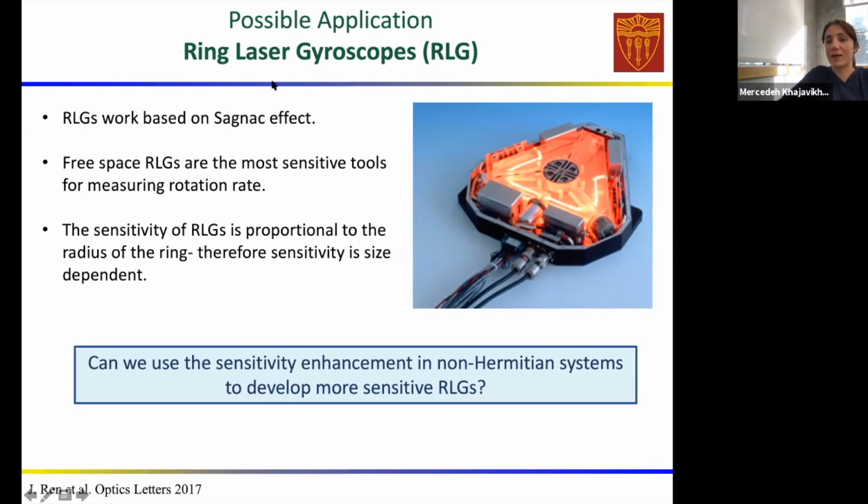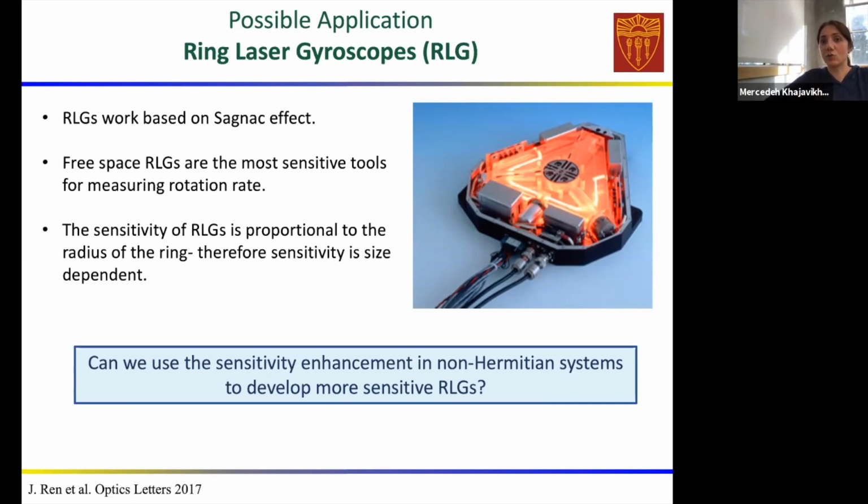One area that we identified where non-Hermitian sensitivity enhancement can actually help is ring laser gyroscopes. Ring laser gyroscopes are interesting devices. They work based on what is known as the Sagnac effect. What the Sagnac effect says is that if you put a resonator in a rotating frame, based on the direction of the rotation and the velocity, you get a separation between the light that travels in this resonator in the clockwise versus the counterclockwise direction.